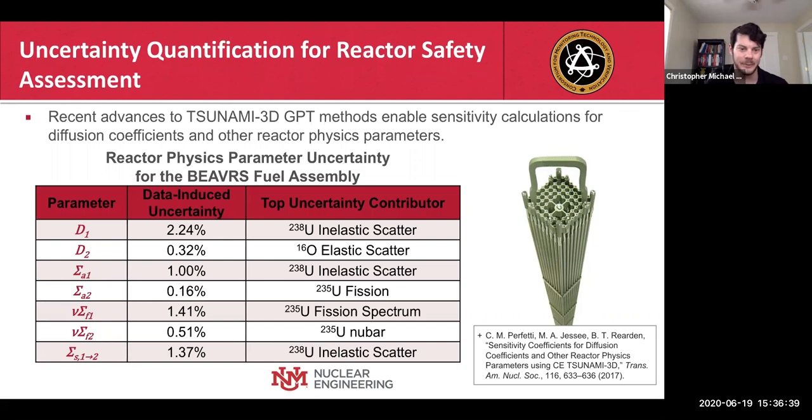There are challenges with it in other ways, but I wanted to see how much uncertainty we had in those diffusion coefficients. So I went back to the drawing board, figured out how to get sensitivities for these diffusion coefficients, put it into TSUNAMI and got the data-induced uncertainties. Group 1 is fast, group 2 is thermal. The fast diffusion coefficient had more uncertainty than almost anything else in the problem. That uncertainty was due to the U-238 inelastic scattering cross-section, which is just hugely uncertain.